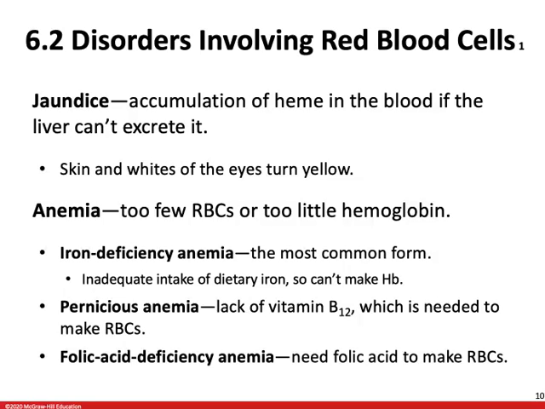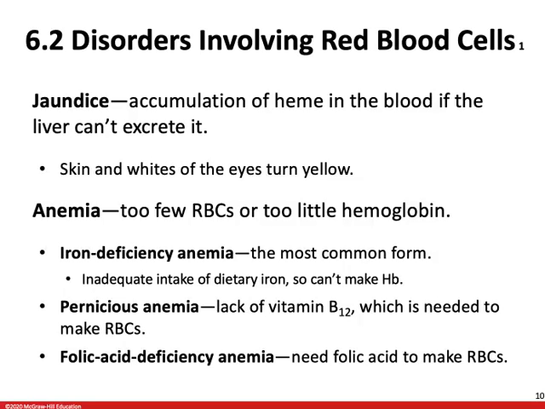There are a couple of different types of anemia. Iron deficiency anemia, this is the most common form. This is caused by an inadequate intake of dietary iron. So you can't make the hemoglobin without the iron. You can't transport as much oxygen as is needed.